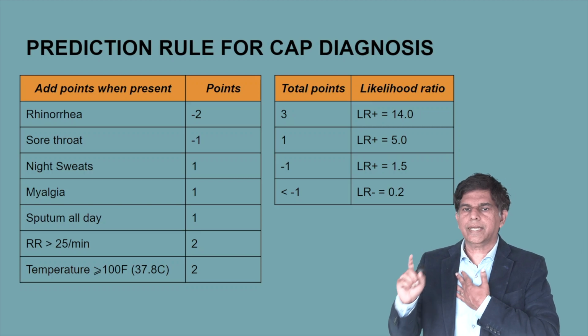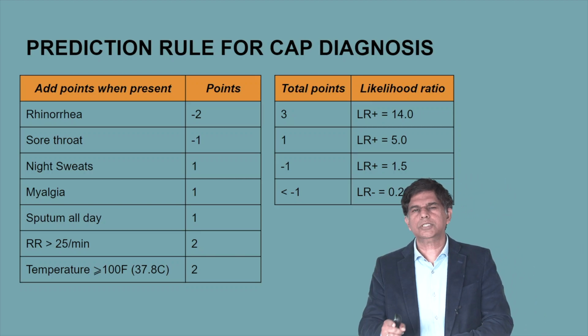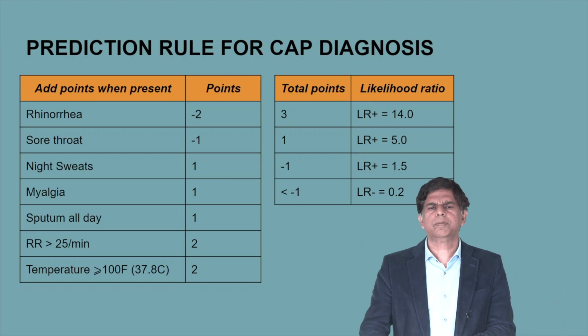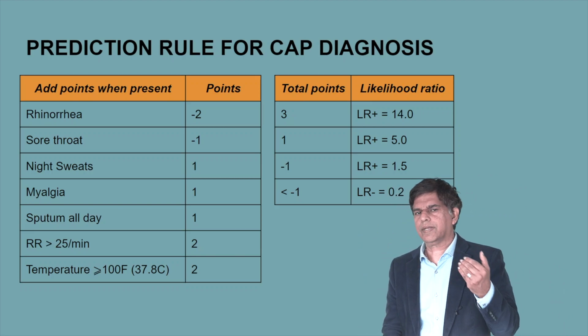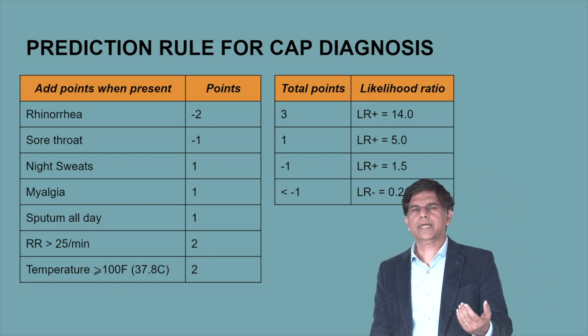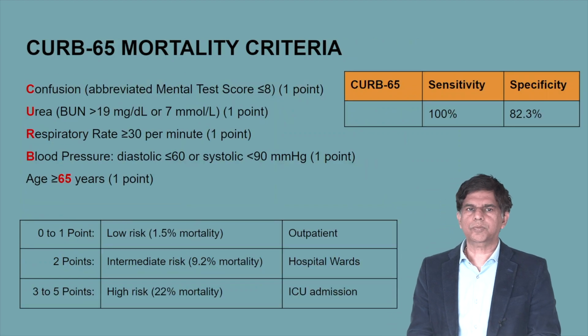If you got 3 points, likelihood ratio 14, that means your odds of being diagnosed with pneumonia are like 30, 40%, even 50% higher, okay? So if you have less than 1, there's pretty much a negative likelihood ratio, low chance of having pneumonia.